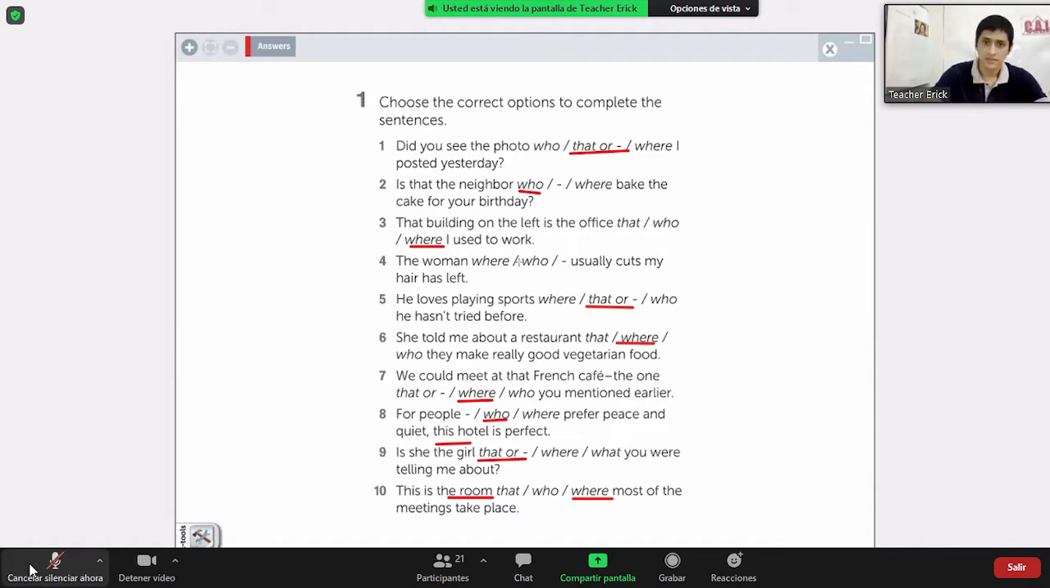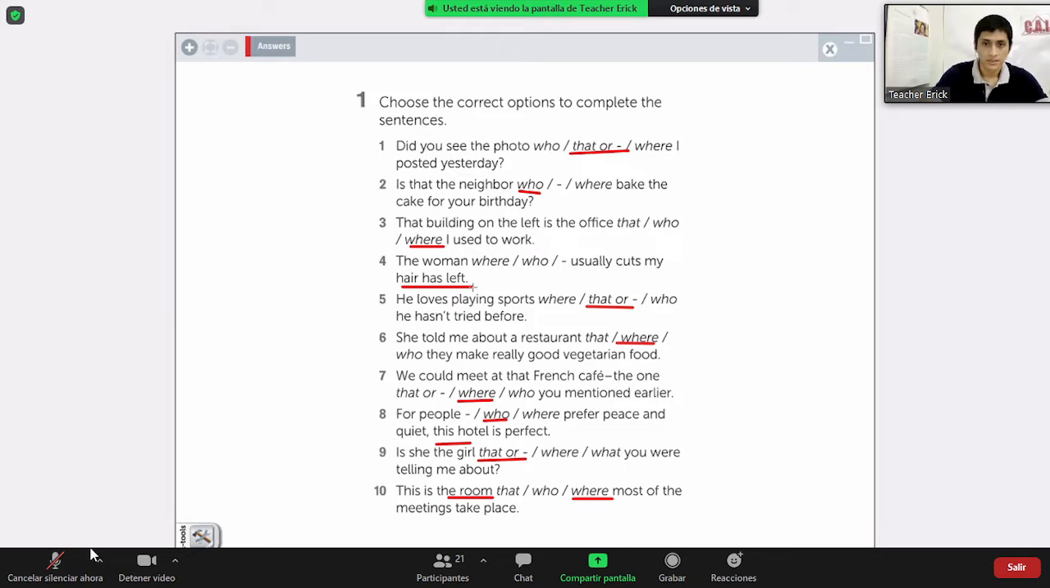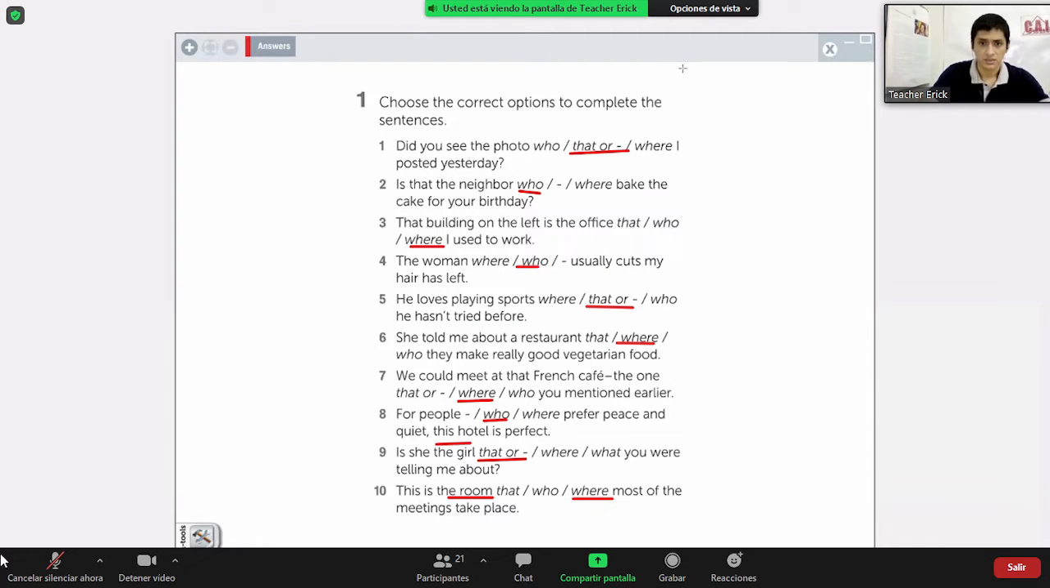But the woman usually cuts my hair has left. Who has left? It says the woman. So the woman who, the woman who left, or who usually cuts my hair. In Spanish, who works as quién, or que normally informally, and quién is formal. The woman who usually cuts my hair. So yeah, this one is who.